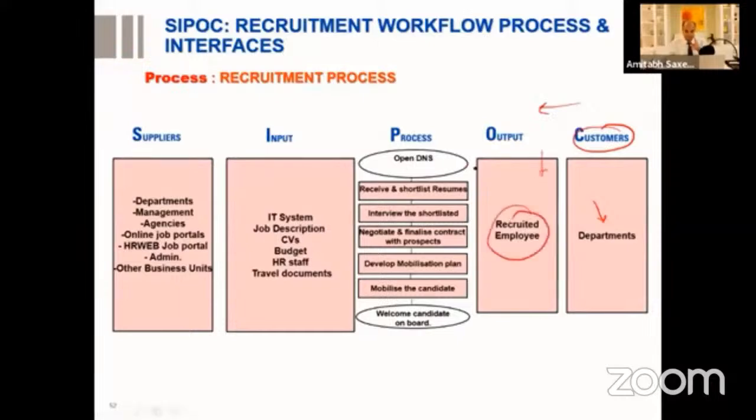And we are talking about the process, right? Recruitment process. So process is: open the IT system and receive and shortlist the resumes, interview the shortlisted candidates, negotiate, develop the mobilization plan, mobilize the candidate, and welcome the candidate on board. Inputs are IT system, job description, CVs, budget, HR staff, travel documents, and these are the suppliers of those inputs. So now I'm having a systems mindset.